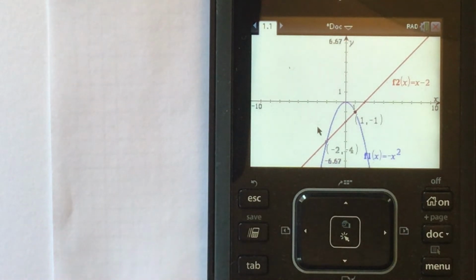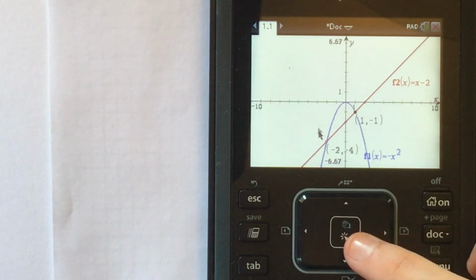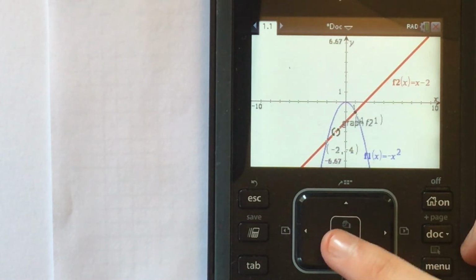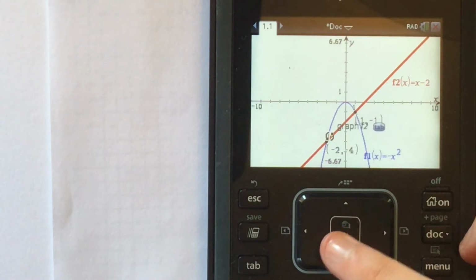Here on our CAS calculator, we're not endorsing CAS in any way, shape, or form, or sponsored by CAS. We just happen to use this calculator because that's what we think is a good calculator.